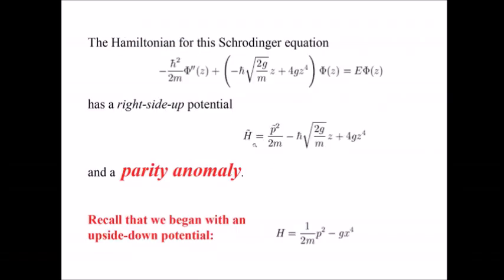Okay? So in other words, the Hamiltonian for this new Schrodinger equation is this, and you notice this Hamiltonian is p squared plus z to the 4, and then a linear term. So this is a rising potential. You notice what we did. We began with this potential, which is an upside down quartic potential, and we ended up with this potential, which is a positive quartic potential. And you know that the eigenvalues for a positive quartic potential are positive eigenvalues.